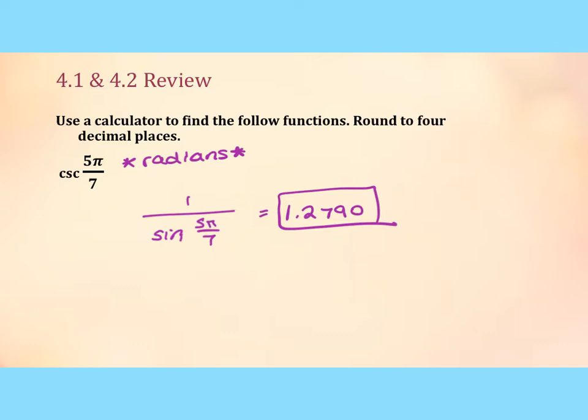So this will be saved for your test if you want to think about planning for the future. Use the calculator to find the functions, and then round to 4 decimal places. This was the cosecant of 5 pi over 7. Remember that when you get to the calculator portion on your test, you're going to have to switch back and forth from radians to degrees. You want to make sure that you're comfortable with that.